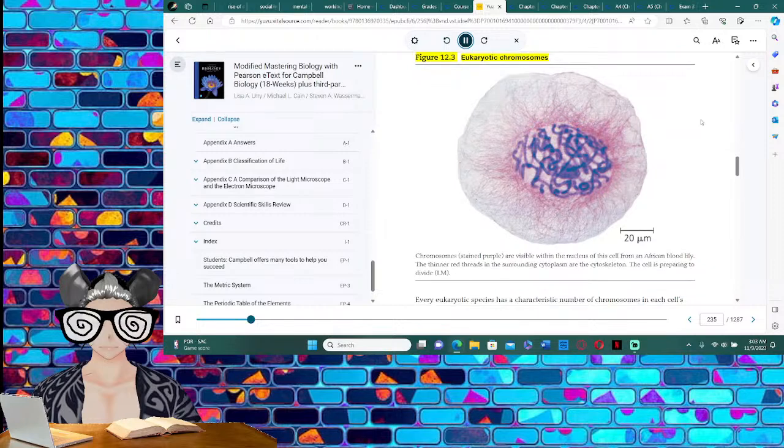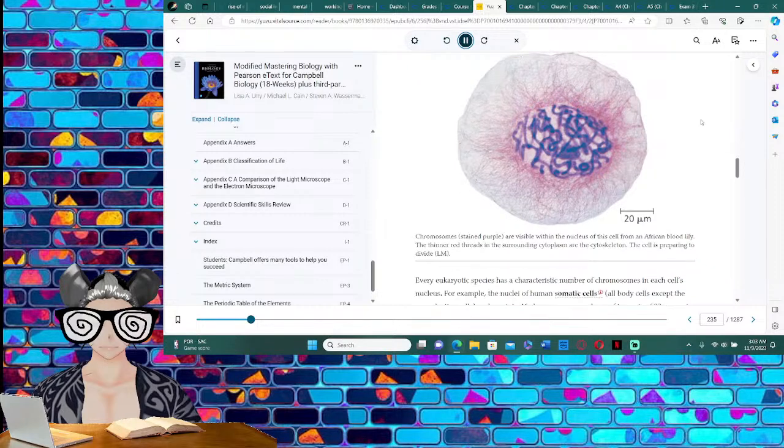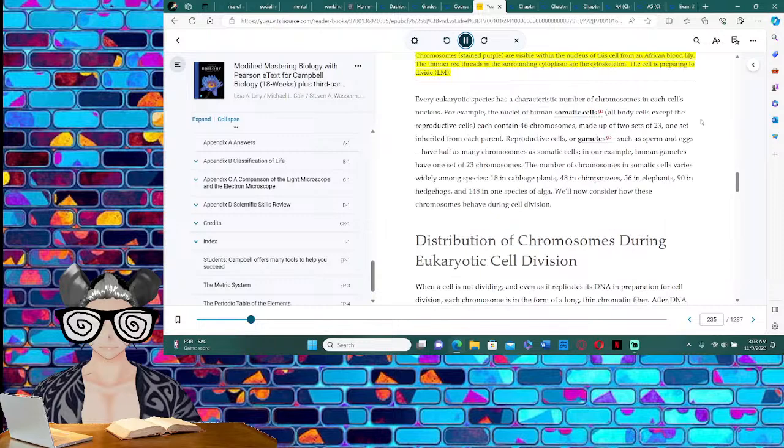Figure 12.3 Eukaryotic chromosomes. Chromosomes visible as thick dark lines. Scale, 20 micrometers. Chromosomes, stained purple, are visible within the nucleus of the cell from an African blood lily. The thinner red threads in the surrounding cytoplasm are the cytoskeleton. The cell is preparing to divide, LM.